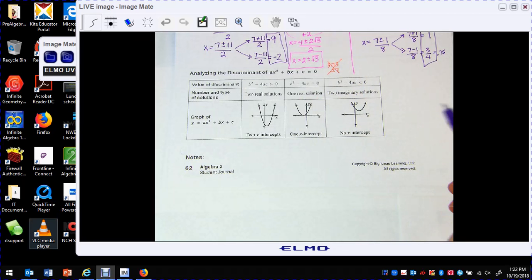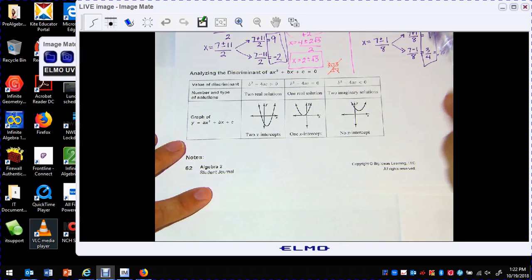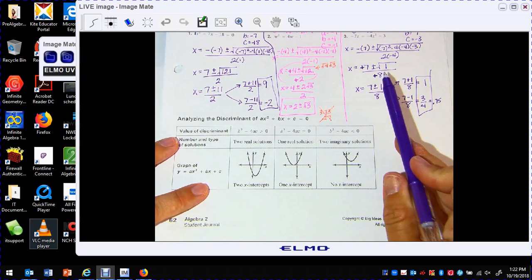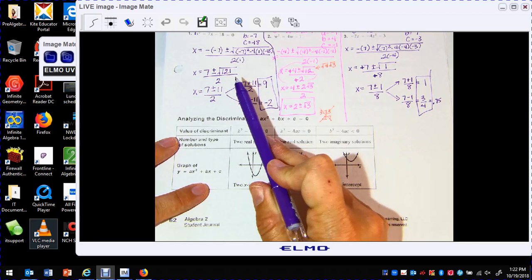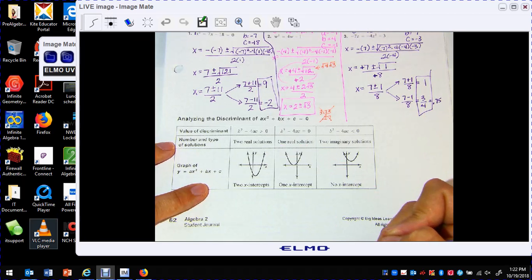Okay. So if you type in your discriminant and you get a positive number, just like we did on all three of these examples, our discriminants were 1, 12, 121. They're all greater than 0. That tells us our solutions are going to be two real.